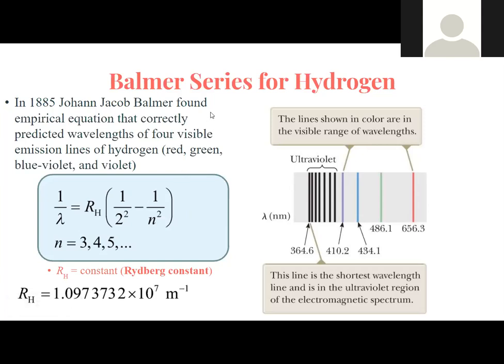But still, there was this formula right here where you could actually predict the wavelengths of light emitted by hydrogen when it returns to its second state. And it was fairly accurate with what was being seen in spectroscopy.